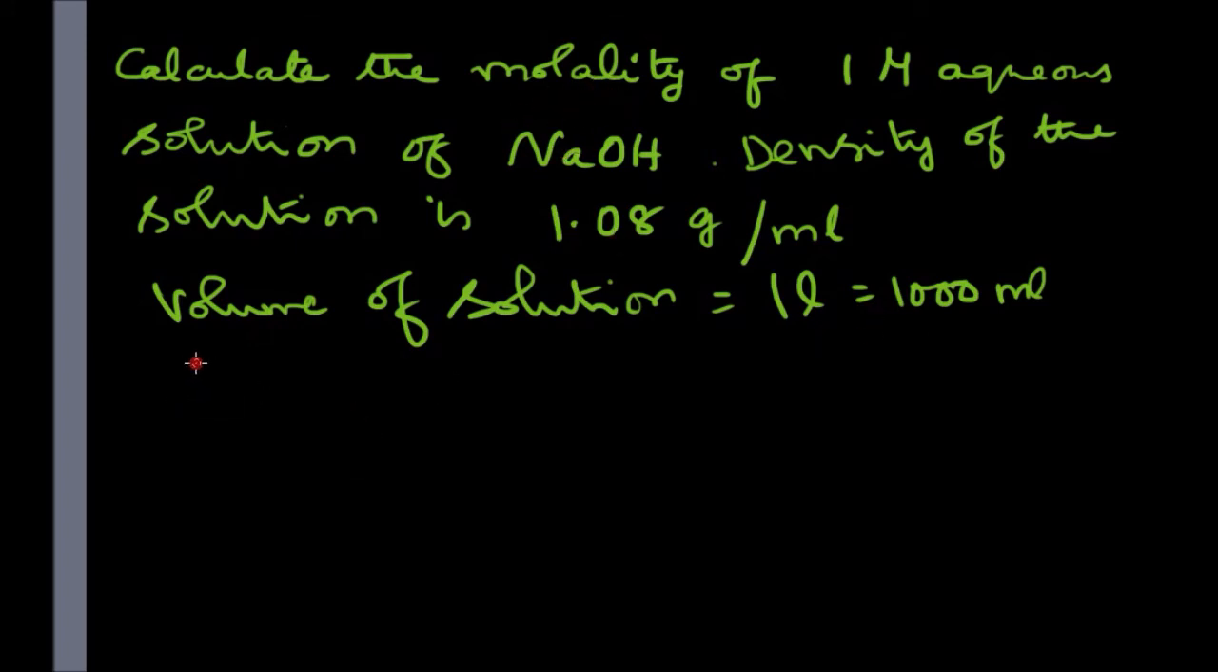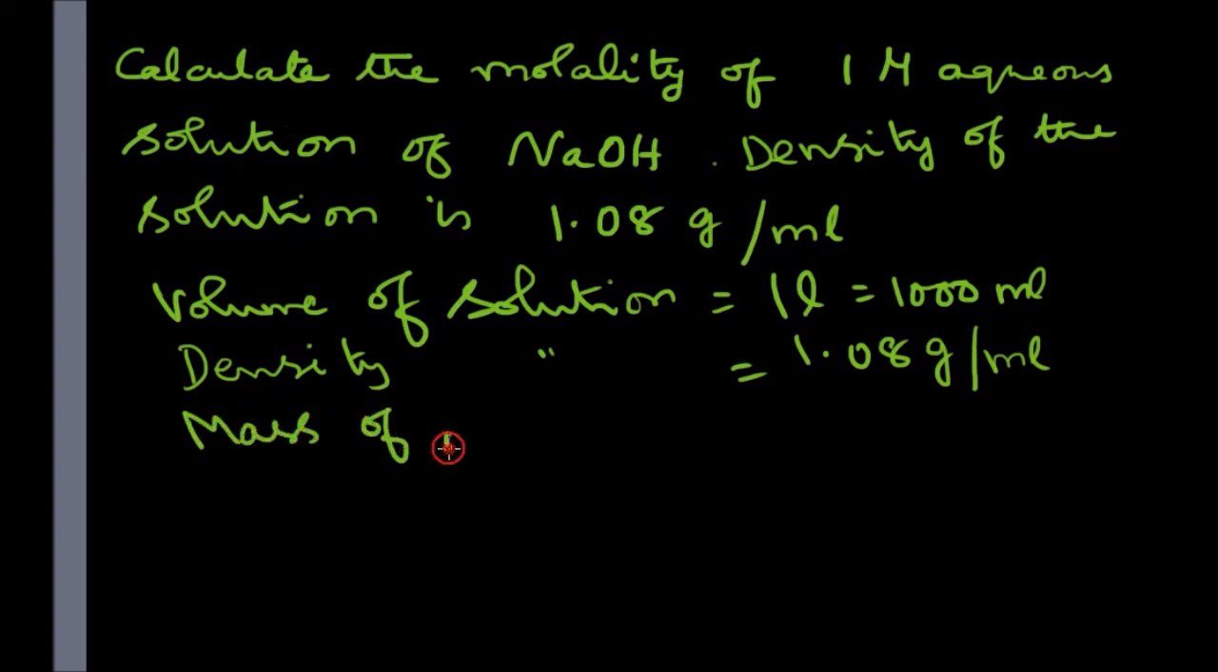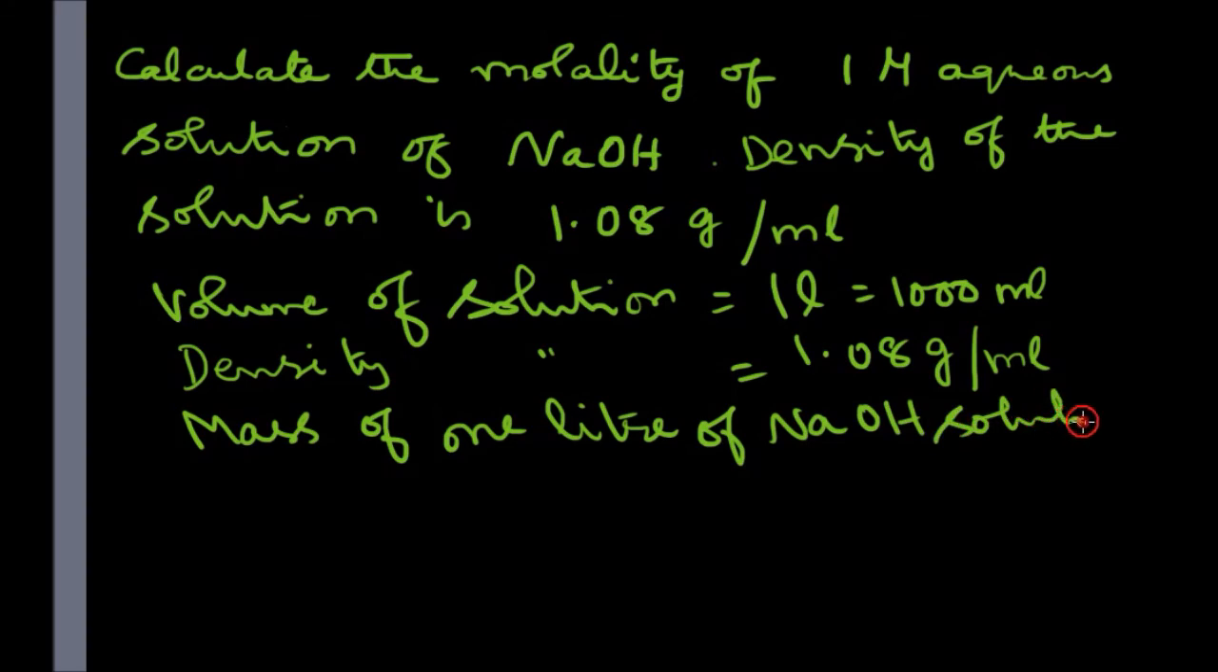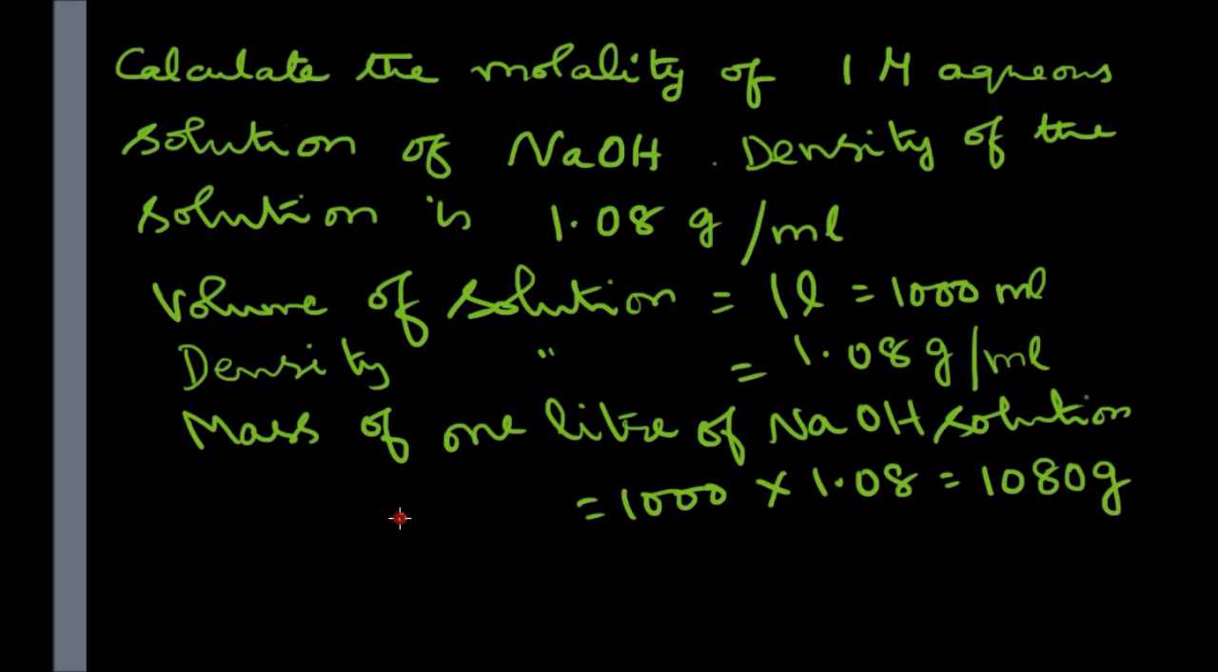You have volume, and density of the solution is 1.08 gram per ml. So it is not difficult to get the mass of the solution. Mass of 1 liter of NaOH solution is 1000 into 1.08, which gives you 1080 grams, isn't it? And you know the mass of solute is 1 mole, that is 40 grams of sodium hydroxide.